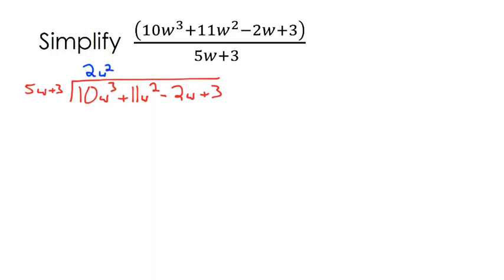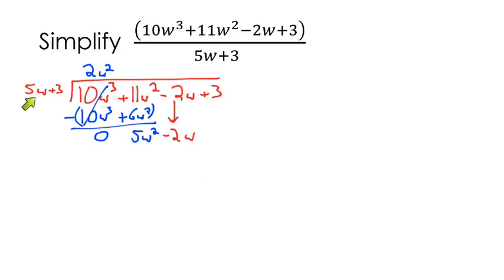So then whenever I multiply back through, I'm going to get 10w cubed. And don't forget to also multiply the 2w times this term, but that's going to be 6w squared. And then I'm subtracting. That's just a 0. 11 of something, take away 6 of something, gives you 5 of that something. And then I'm going to bring down minus 2w.